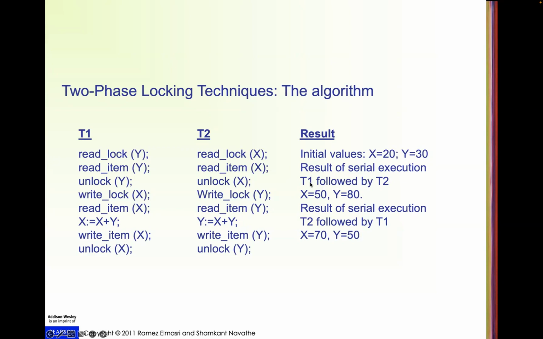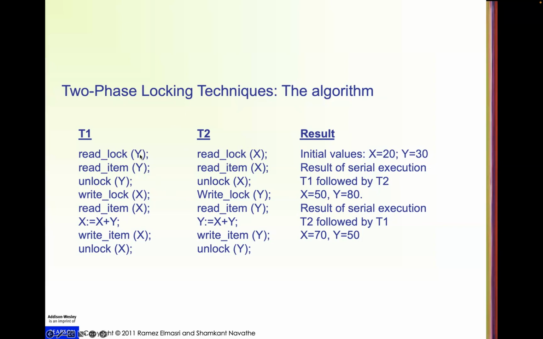So now if T1 has executed first and T2 followed, then the value of X is equal to 50 and the value of Y is equal to 80. Okay, so this is the serial execution, T1 followed by T2. If T2 executes first and T1 executes later, then the value of X will become 70 and Y will become 50.